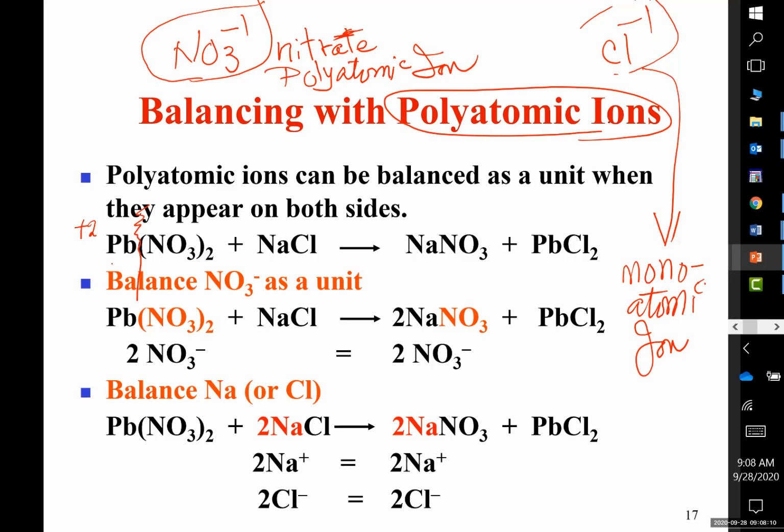Polyatomic ions are ions which are composed of several atoms. So guys, you don't have to remember the charges and the structure of polyatomic ions. You get a table on the exam. You also have a table inside the book.